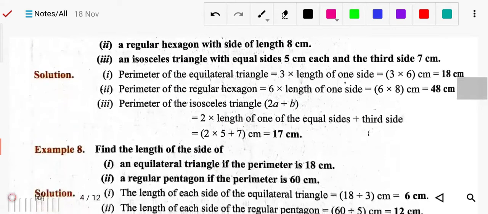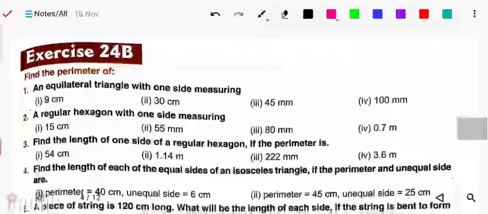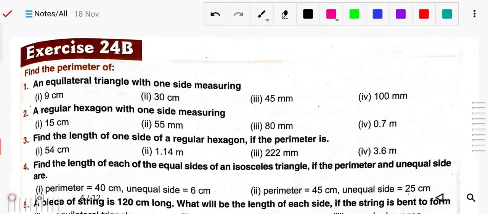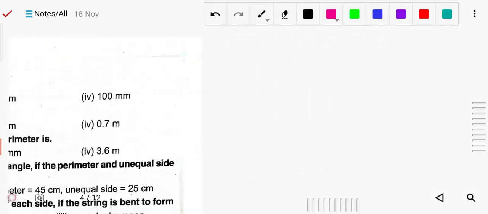Now let's do this exercise 24B one by one. So first of all, find the perimeter of an equilateral triangle with one side given. Here I will solve question number 1 first.